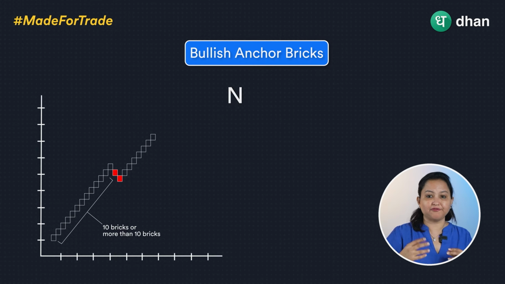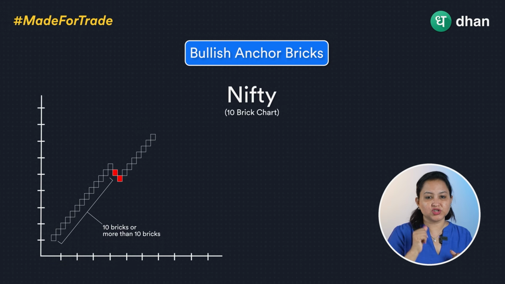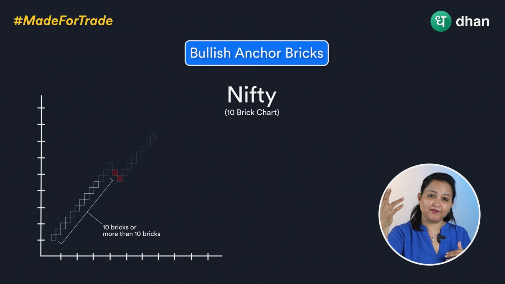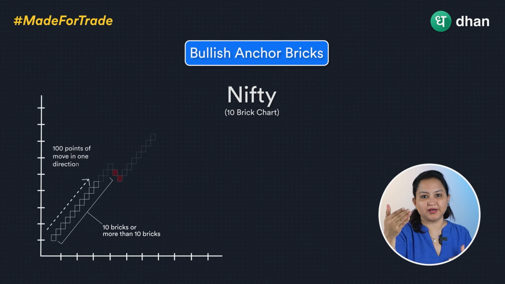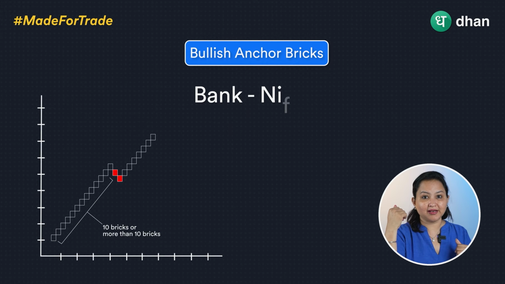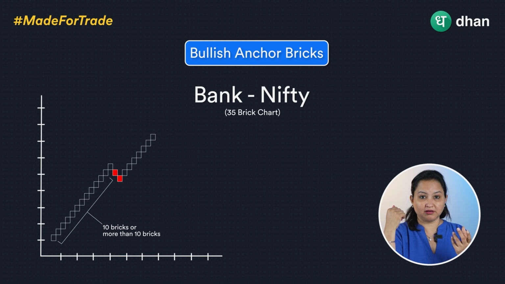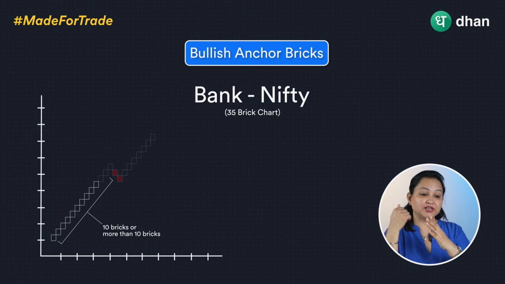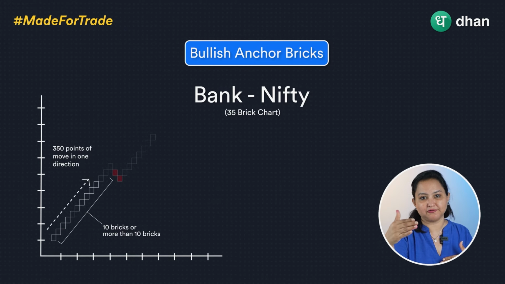So imagine if Nifty 10 points chart is what we are using, or a 10 brick chart, 10 bricks back to back printed in one direction means 100 points of a move in one direction. In case of Bank Nifty, if we are using a 35 brick chart, 10 bricks relentlessly in one direction means a point move of about 350 points in Bank Nifty.